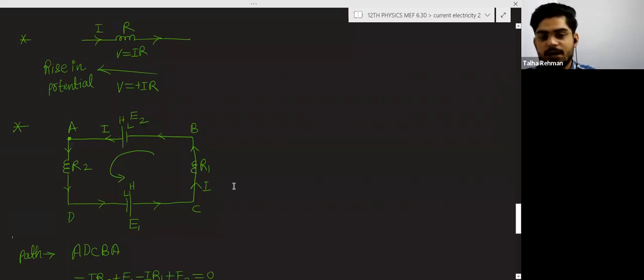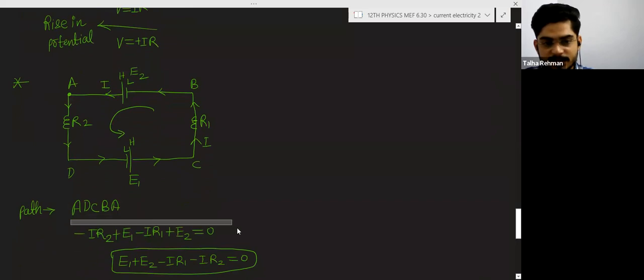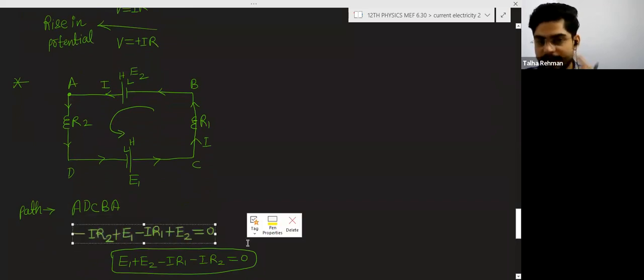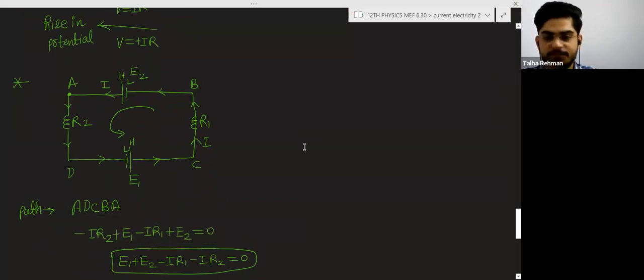And this is what we have just applied, the KVL, Kirchhoff's voltage law. It means the summation of the voltages, with whichever sign we are taking, is equal to 0.